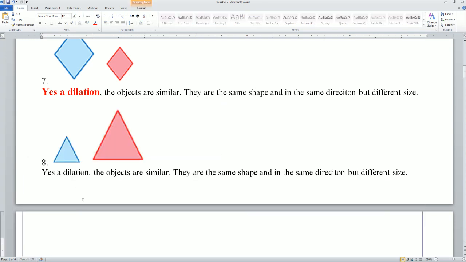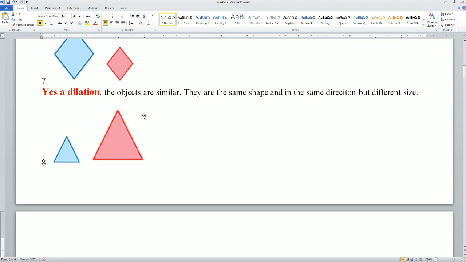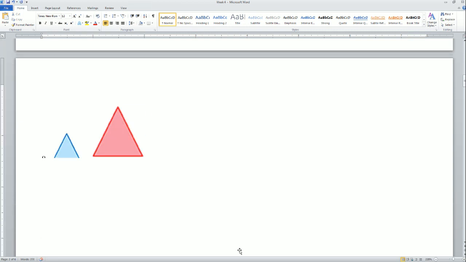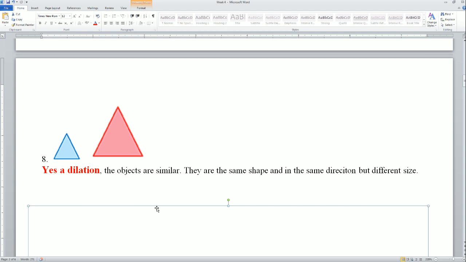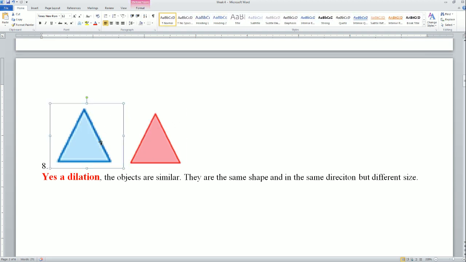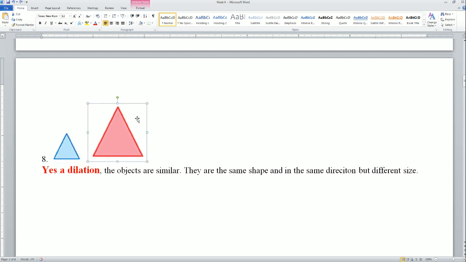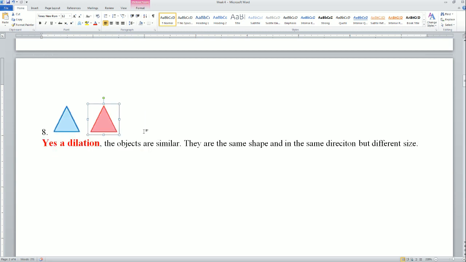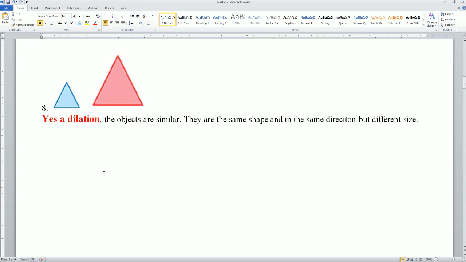Next one, let's see if it's right here. Good. They say, yes, this is a dilation. The objects are similar because they are the same shape and in the same direction but different size. So let's see it. I can enlarge this. Do you see how it matches identically? Likewise, I can go back and reduce this one. Perfect size. Alright? That indicates that it is a dilation.